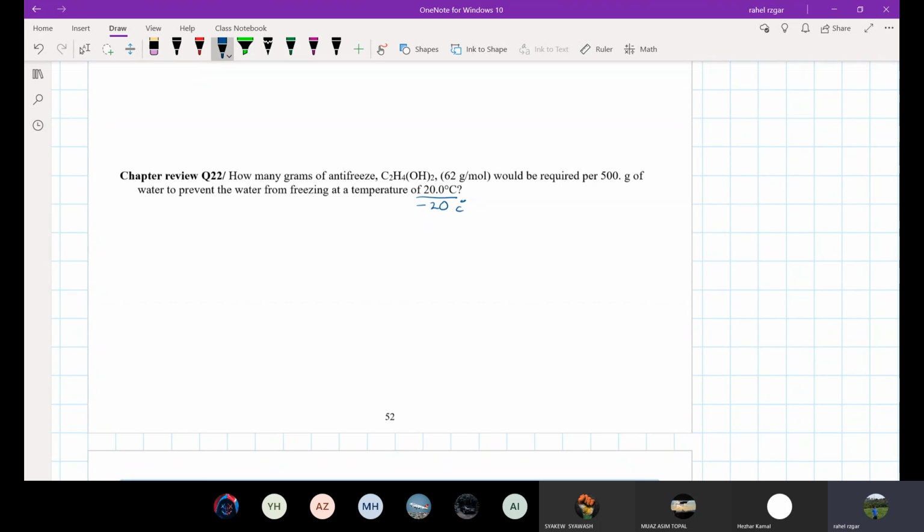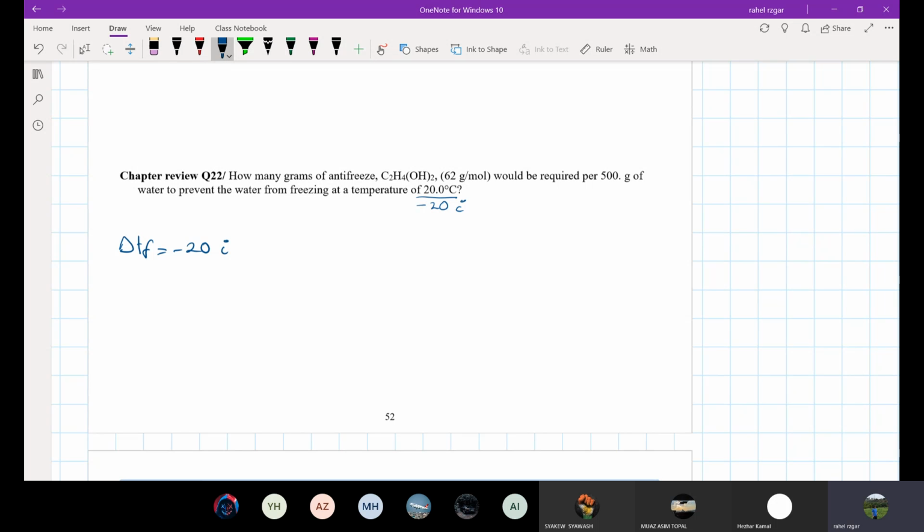How many grams? So what is the logic here? In the previous questions, it says if we put this amount of mass, then how would the solution be affected? At what point will it freeze? This time, it says how can we keep the water from freezing until minus 20. So what is it trying to say? It tries to say that if delta TF is minus 20 Celsius, the water will not freeze until minus 20. But how?